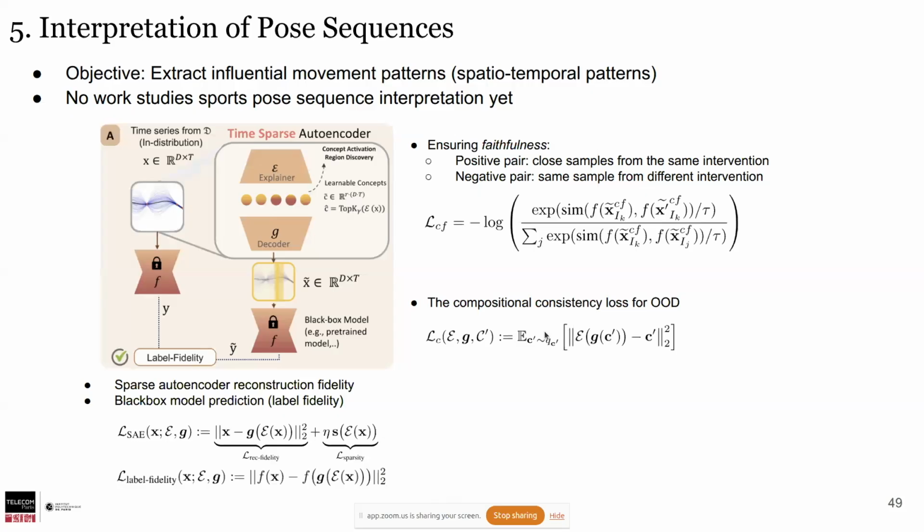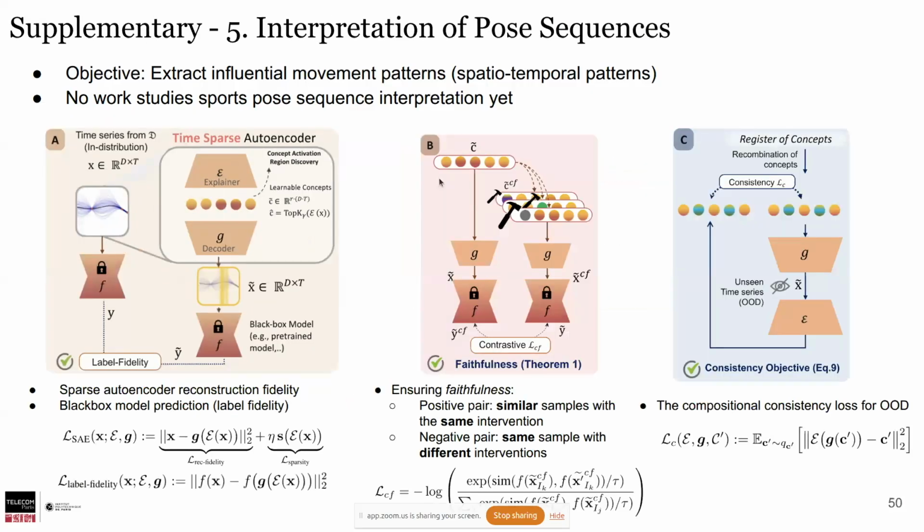We also consider the out-of-distribution scenario. We consider the reconstructed data as a new sample to perform a kind of data augmentation and refeed it back to the encoder to ensure that the embedded concepts are the same. In this way, we address the out-of-distribution problem.